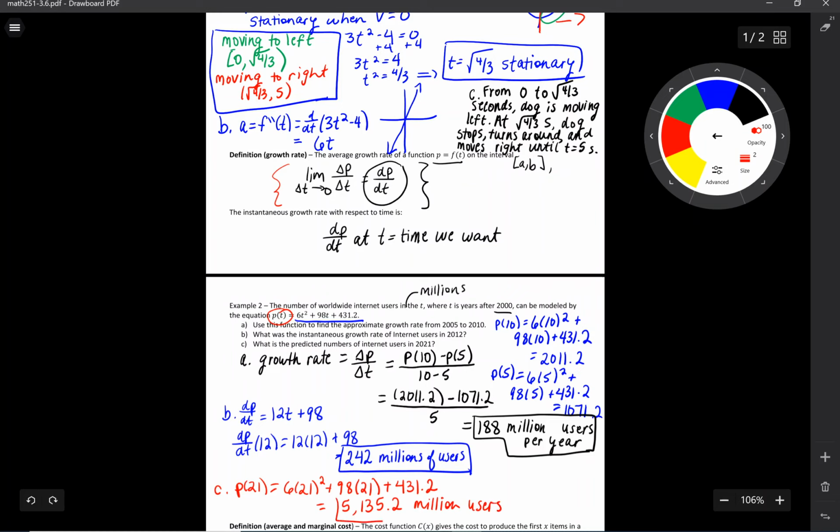So that's like 5,135,000,000, which is a lot of internet users. So that's just next year. We'll see if that's the case. So yeah, we can think about growth rate in terms of derivatives instantaneously, and then we can also think about growth rate in terms of change in y over change in x, kind of like we did in part A.